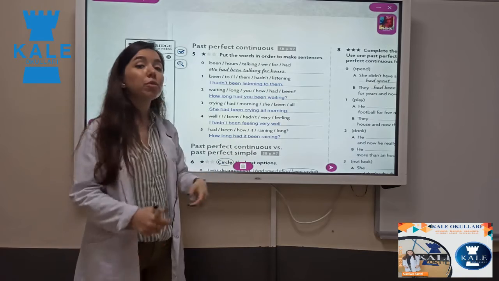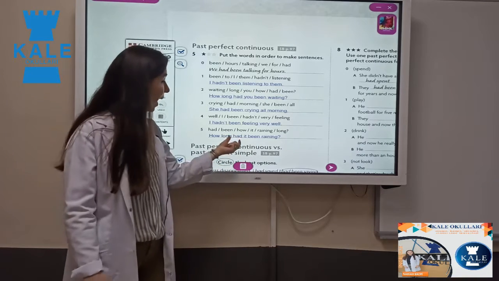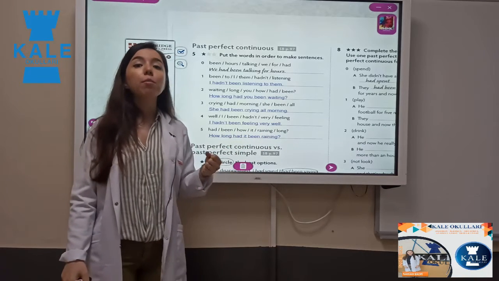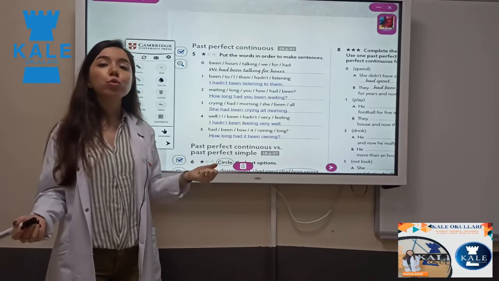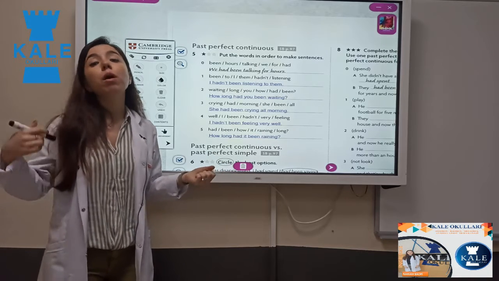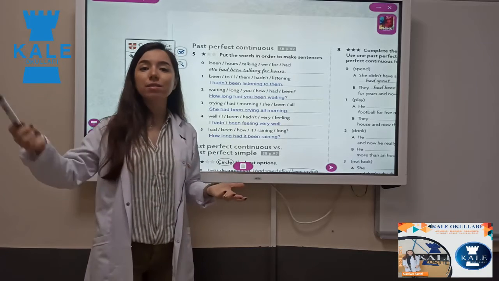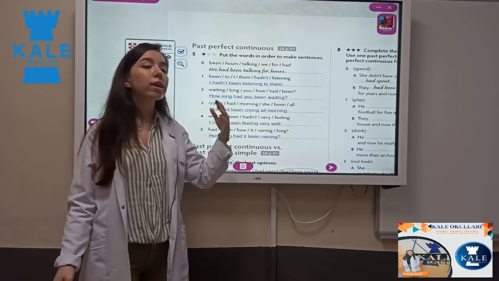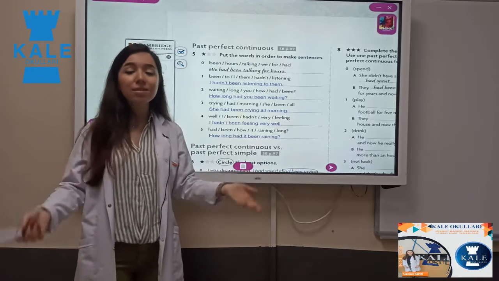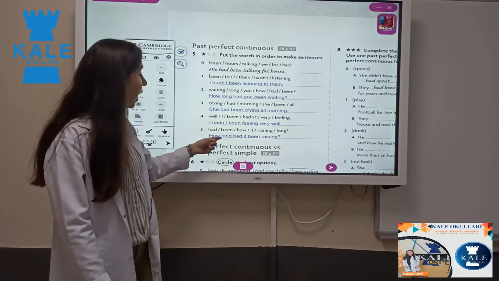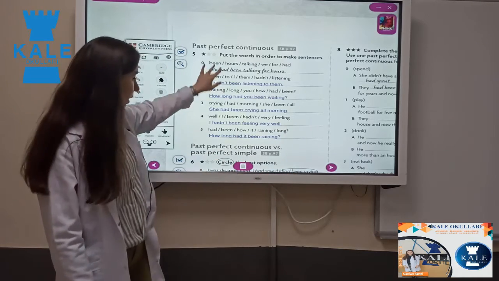How long had it been raining? Maybe, for example, today is rainy. Tomorrow I can say that yesterday it had been raining all day. I mean, it started from early morning until the night. And maybe it's still raining now. How long had it been raining?